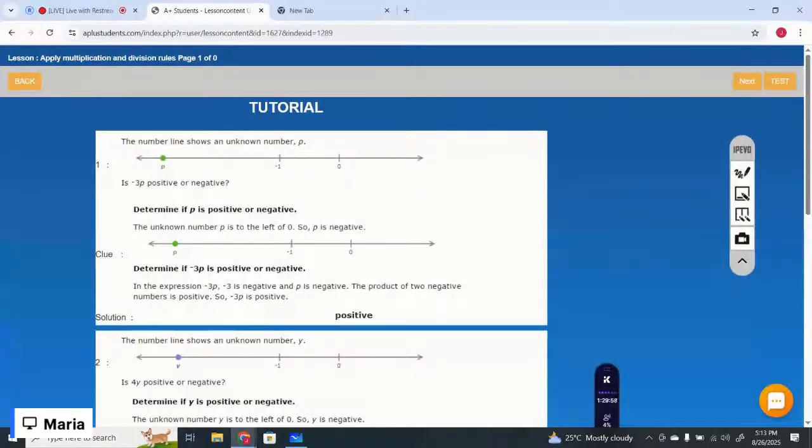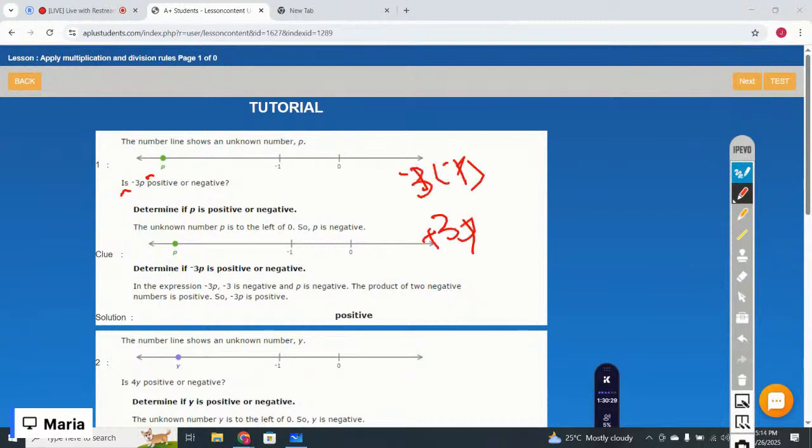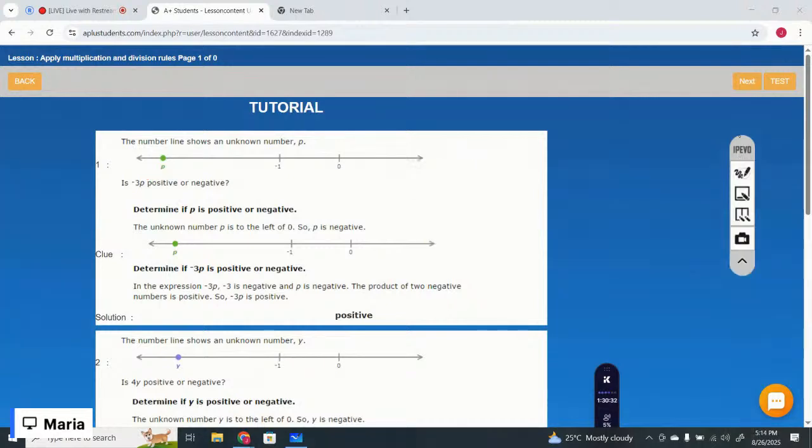The number line shows an unknown number p. Is negative 3p positive or negative? So p is already a negative number, right? You can see on the number line, p is on the left hand side of 0, so p is already negative. Now we have negative 3 times p. For example, p is already negative.